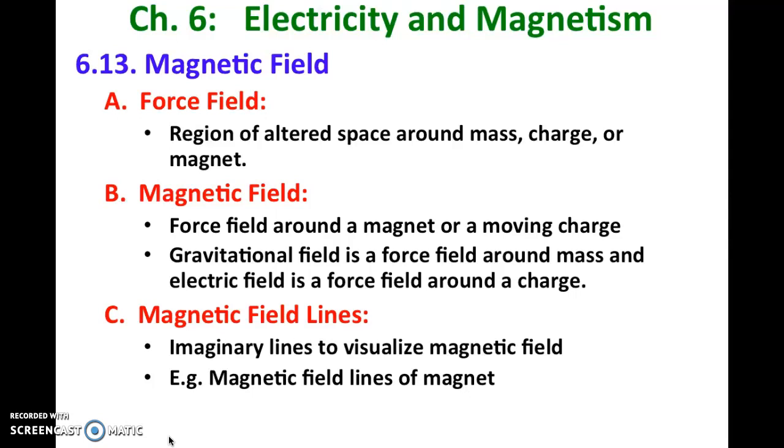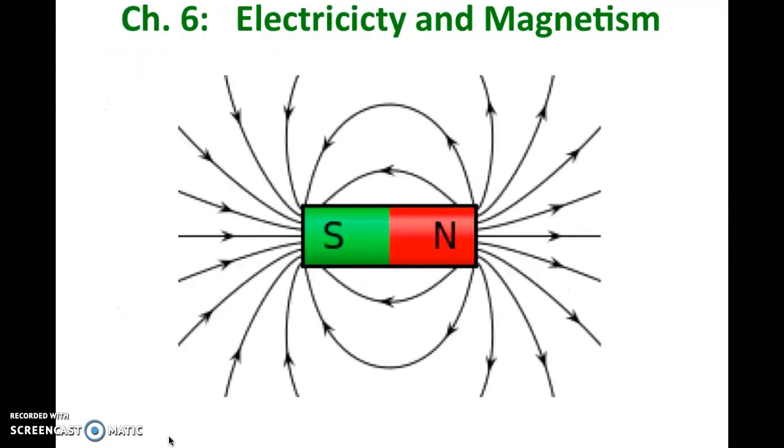To visualize a magnetic field, we draw magnetic field lines. Those are imaginary lines. The magnetic field lines around a magnet are like this, from North Pole to South Pole.